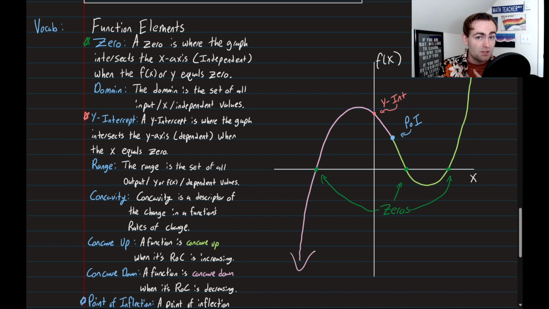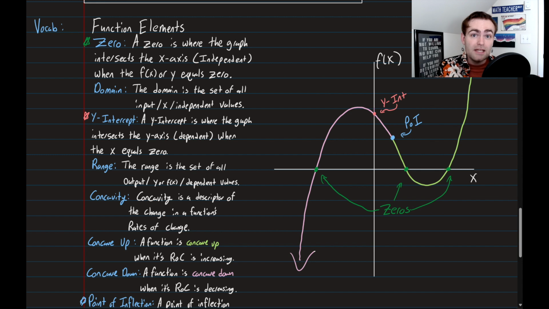Y-intercept is where the curve crosses the y-axis, or when the x value is 0. Our range is all of the possible y values or outputs our function can give us. This one can be tricky, but if you remember what your function should look like, it can kind of help you out a little bit there.